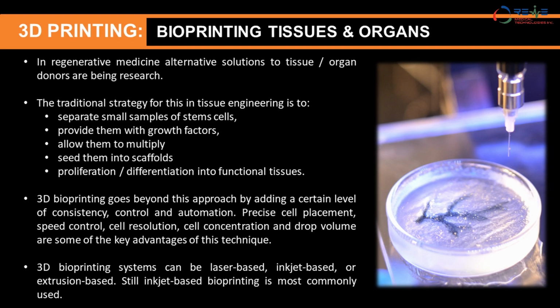So the traditional strategy for tissue engineering that was employed was that you separate samples of stem cells, provide them with growth factors, allow them to multiply. Once they multiply, seed them into a scaffold where proliferation and differentiation into functional tissues occurs. Now, again, differentiation is they start dividing into different types of tissues and become a fully functional tissue. That is the whole concept behind it.